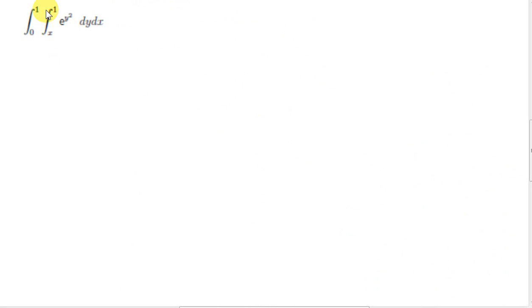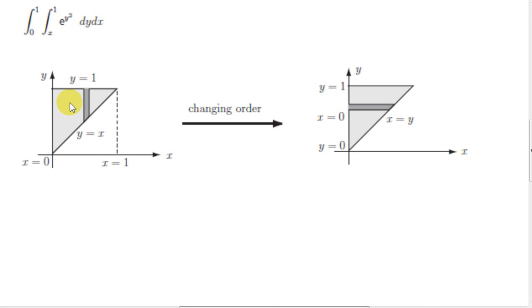Now, in this example here, if we try to evaluate the inner integral first, we will find that we cannot do it. There is no algebraic approach to integrating e to the power of y squared with respect to y. Let's consider the region that we are integrating e to the power of y squared over. We are integrating from x equals 0 to x equals 1, and from y equals x to y equals 1.